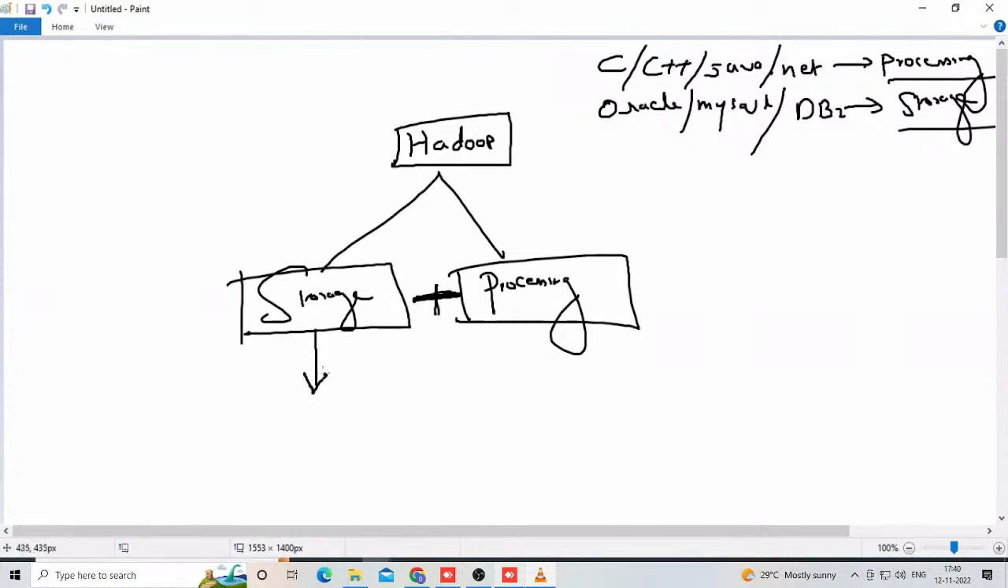For storing the data, does Hadoop use any database internally? Does Hadoop use any database for storing its data? No. As I was saying, we have got some drawbacks with databases. Because of those drawbacks, Hadoop doesn't use any database for storing its data. It goes with a special kind of file system called the Hadoop Distributed File System.